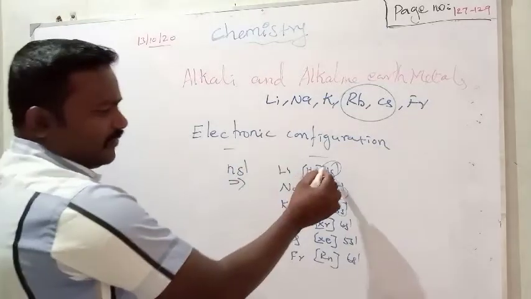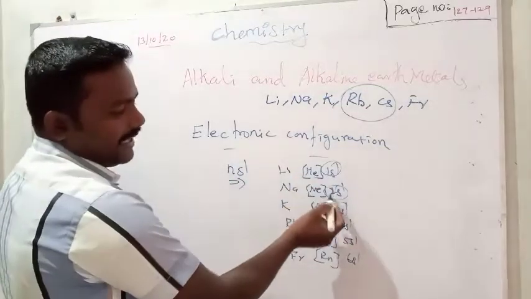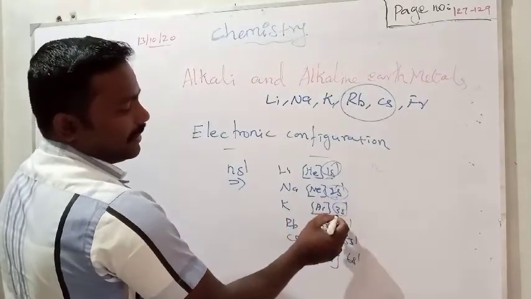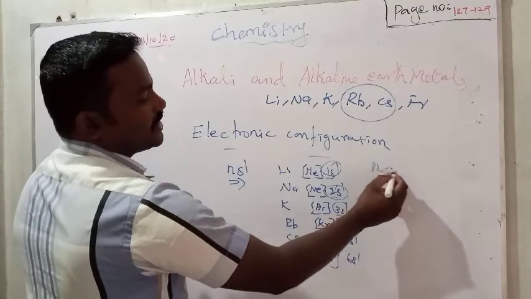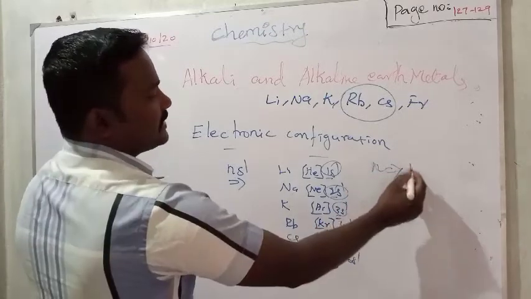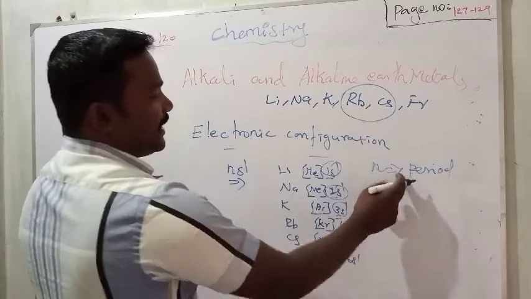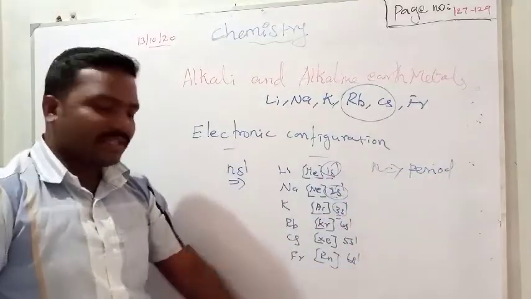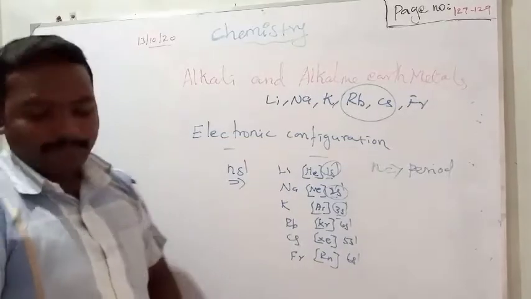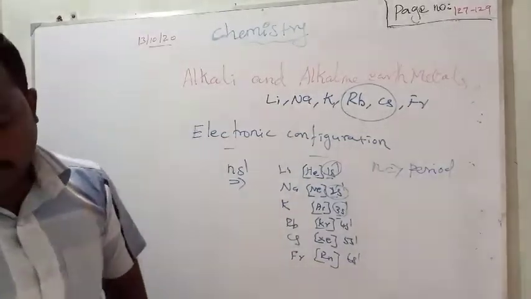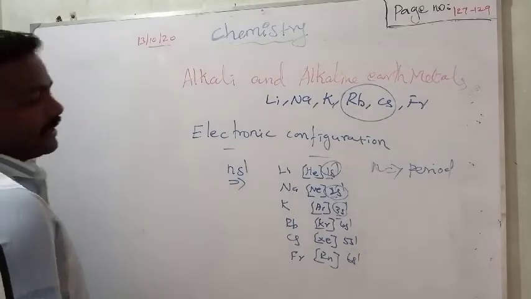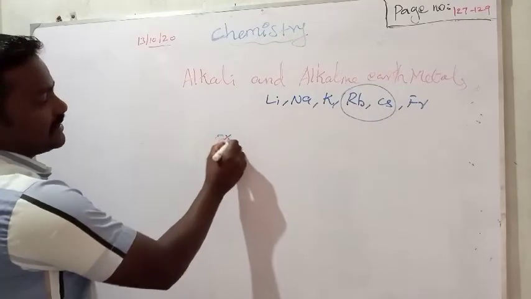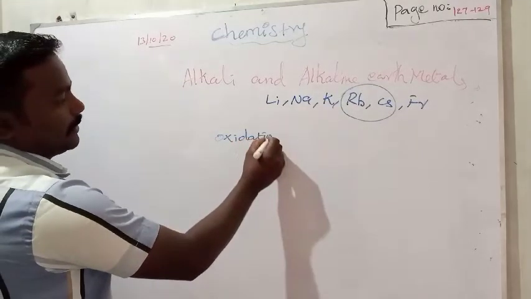Okay, what are the numbers? How can you get this number? That n value is nothing but the principal quantum number, or we can say the period. First period means 1s, second period, third period, like that the period number only we end with. Okay, I am saying this to remember. And then the common oxidation state. What is the common oxidation state for 1s group elements?